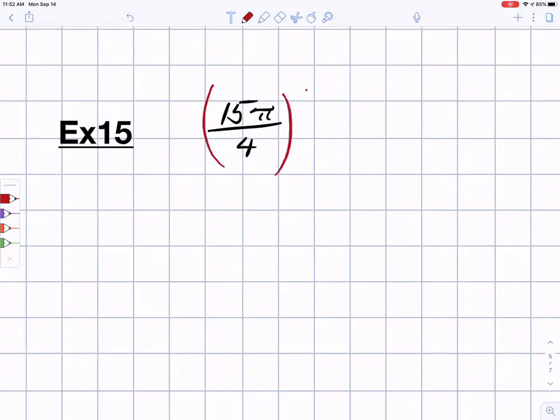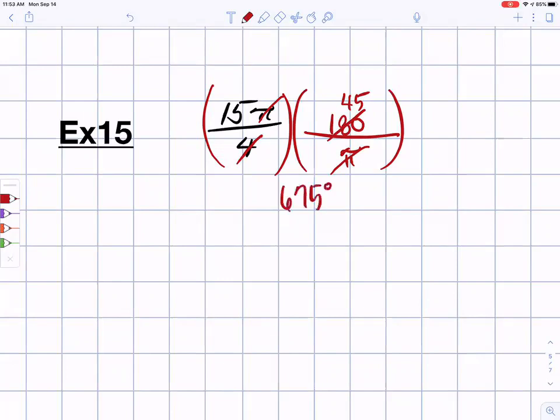So what are we going to multiply by? 180 over pi. Why did we choose this fraction? What's canceling? The radians are canceling. Okay. Oh, let's see. 4 goes into 18 4 times with 2 left over. So that's 45. I don't know what 45 times 15 is in my head. Help me out. I can't understand you. 675. Thank you.